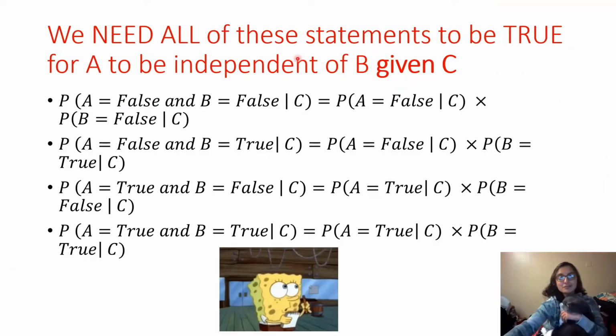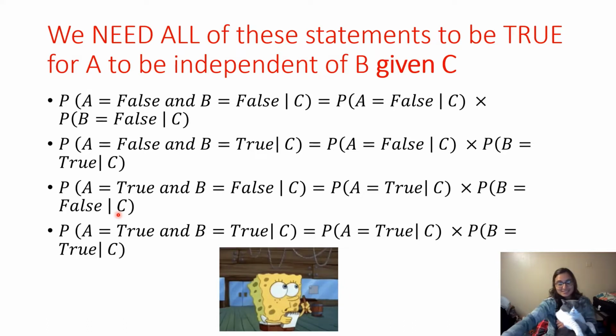Thus, we really need all 4 of these statements to be true for A to be independent of B given C, which is the same thing as saying that B is independent of A given C. So we need the probability that A is false and B is false given C to be equal to the probability A is false given C multiplied by the probability B is false given C. We also need the probability that A is false and B is true given C to be equal to the probability A is false given C multiplied by the probability that B is true given C. And the probability that A is true and B is false given C to be equal to the probability that A is true given C multiplied by the probability B is false given C.